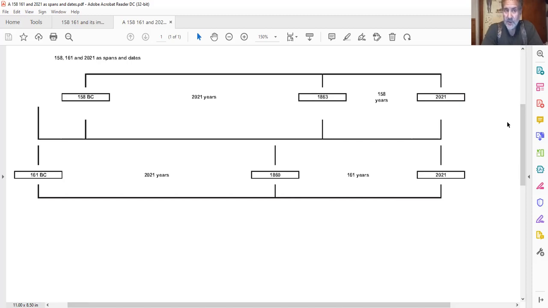Now, as you can see here, of course, we have 158 BC being 2021 years to 1863, and 158 years after 1863 brings us to 2021. We do the same thing with 161, where 161 BC, 2021 years brings us to 1860. And then we have the 161 years from 1860 also to 2021. Now, this is going to be the basis for this conversation today.